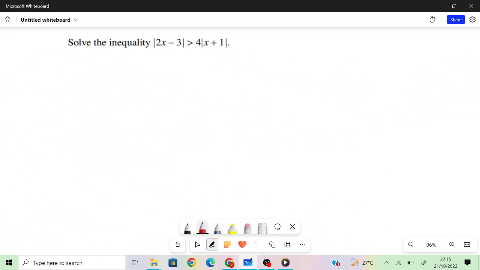Now on to the next example. We have modulus of 2x minus 3 greater than 4 modulus x plus 1. So let's start with the second method this time. Let's go with the second method. Of course, I'll make two equations. I have 2x minus 3 equals 4 into x plus 1. And my other equation will be 2x minus 3 equals minus of 4 into x plus 1.